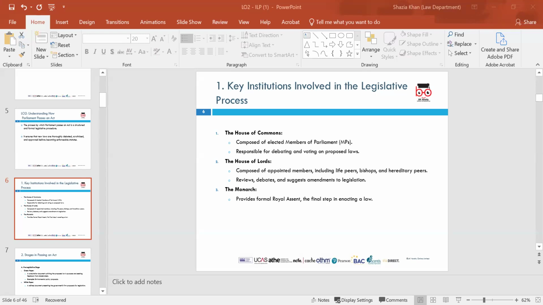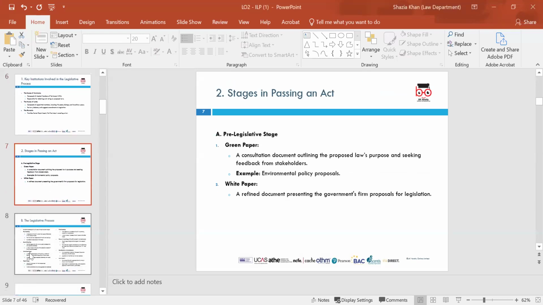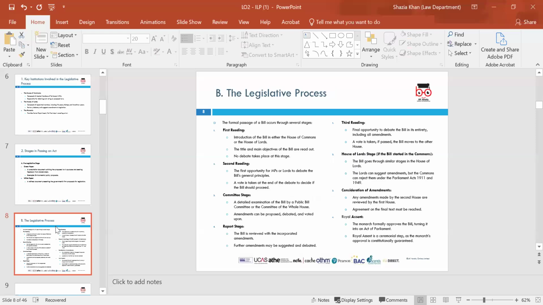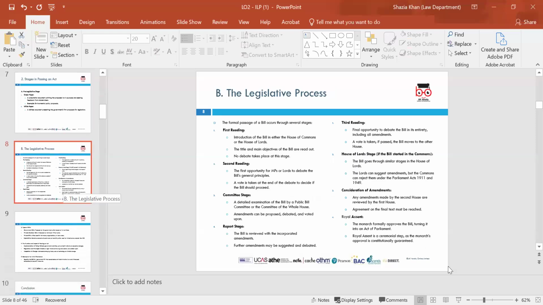So now we're going to go through the stages in the passing of the law. So there's the legislative process. They have the Green Paper, which is a consultation document proposing any sort of laws, and then they have the White Paper, which is a refined document of the final proposals, and we'll go through that later on a little bit. So you've got the legislative process here.